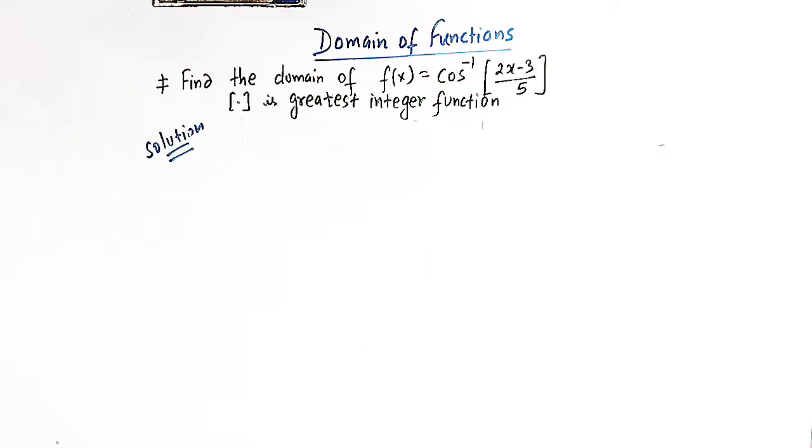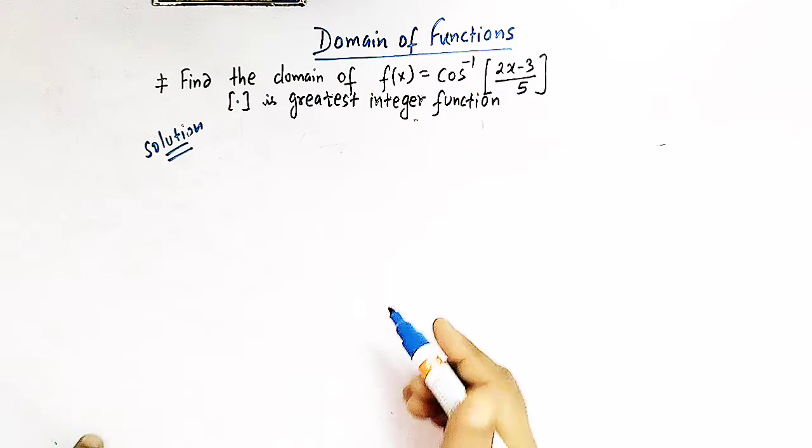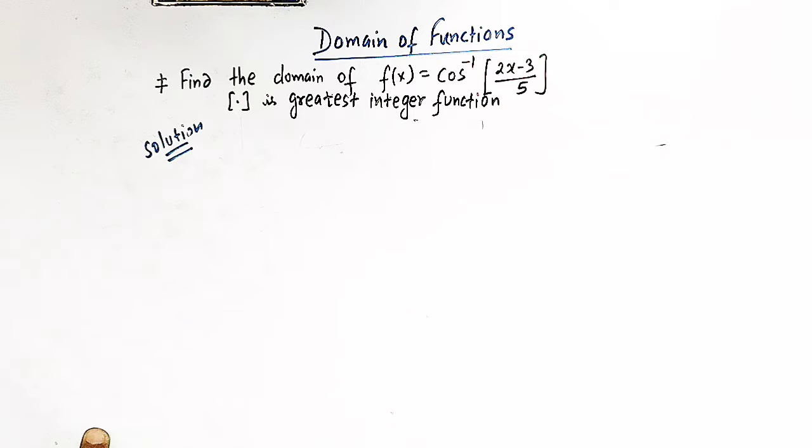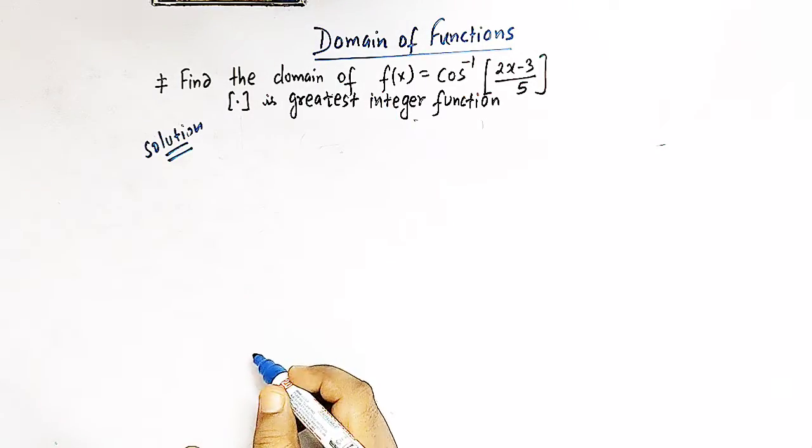So let us see how easily we can find the domain of this function by using the definition of the greatest integer function, and some important concepts from inverse trigonometric functions. Whenever we have to find the domain of some given function f of x, it implies that we have to find all the valid values of x for which the function is defined.